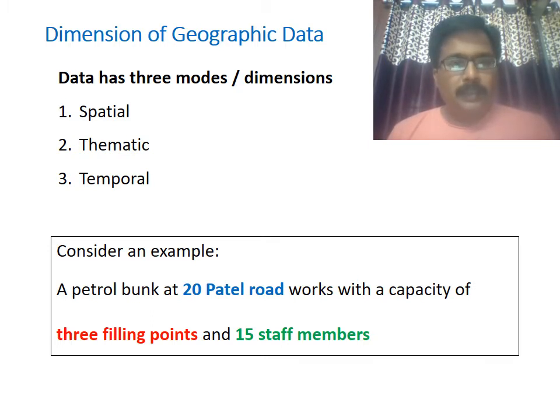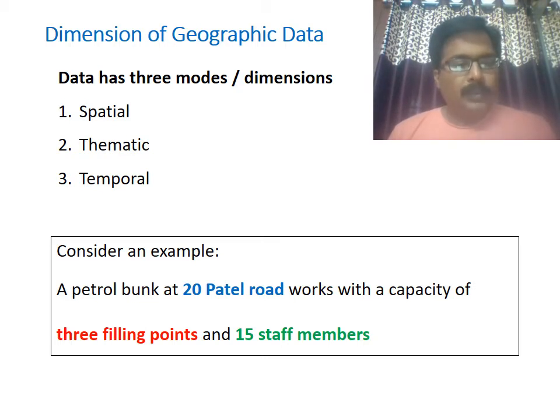Next is the thematic dimension. The thematic dimension describes the characteristics of the spatial data. The spatial information is about the petrol bunk. The characteristics of the petrol bunk is the capacity of the petrol bunk, that is 3 filling points and 15 staff members. So that is the attribute information or the non-spatial information. So that is about the thematic information.